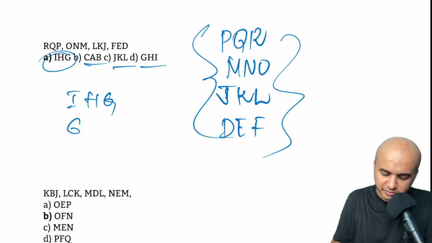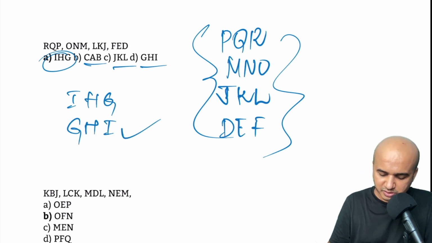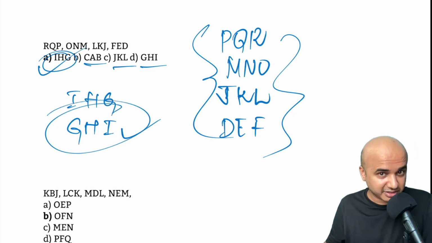IHG, if written in reverse, will be GHI, which is in fact the correct alphabetical order. So obviously this works. So option A is in fact the right answer, the marked one.